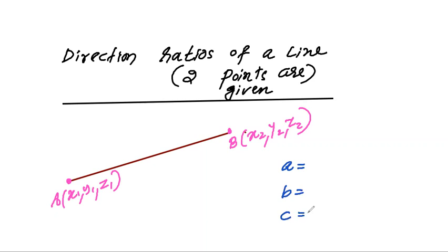In this topic, we are going to learn how to find this a, this b, this c if 2 points are given. a is given by x2 minus x1, very simple. b is given by y2 minus y1. c is given by z2 minus z1. I hope it's clear for you. a is equal to x2 minus x1, b is equal to y2 minus y1, c is equal to z2 minus z1. So we learned how to find the direction ratios of a straight line if 2 points are given.